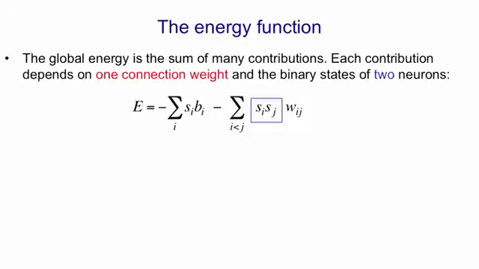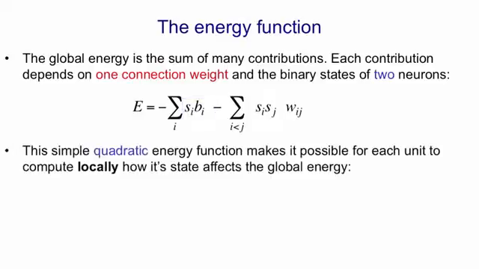S_i is a binary variable that has values of 1 or 0, or in another kind of Hopfield net, it has values of 1 or minus 1. In addition to that quadratic term that involves the states of two units, there's also a bias term that only involves the state of individual units. The quadratic energy function makes it possible for each unit to compute locally how changing its state will change the global energy.